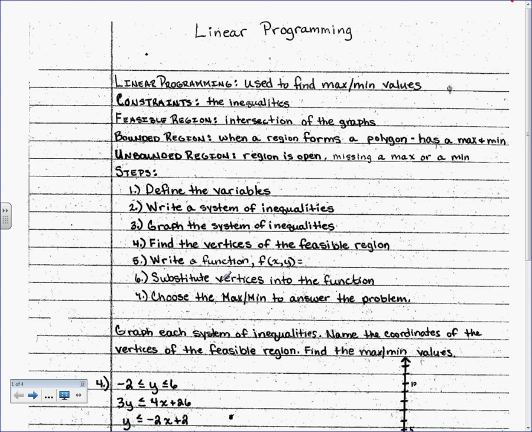We are on 3-3, linear programming today. Today is just like the last couple of days. We're going to be graphing things. We're going to be finding the vertices where they intersect. And there's just a couple of things that are new. The new things aren't hard either. It's just shoving it all together.